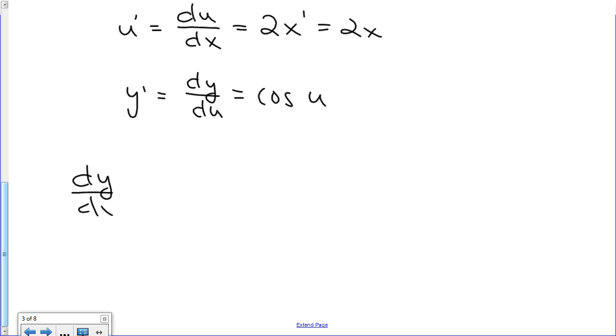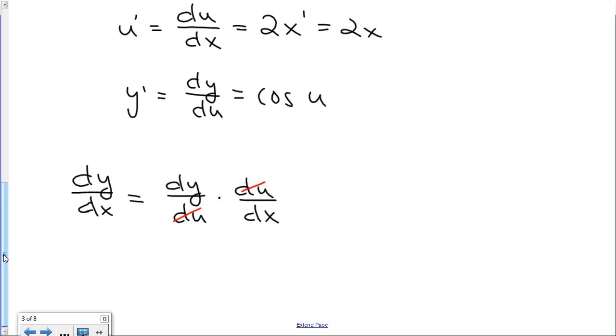If I were to look at dy dx, it could be written this way. If I look at what I have here in terms of the derivatives I've found so far, I have du dx and I have dy du. It doesn't really matter which way I write it down, but I'm going to write it down this way. If I take dy du, the second derivative I found, and multiply it by du dx, notice what happens in essence to the differentials here.